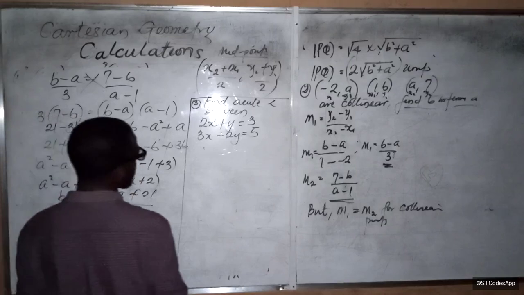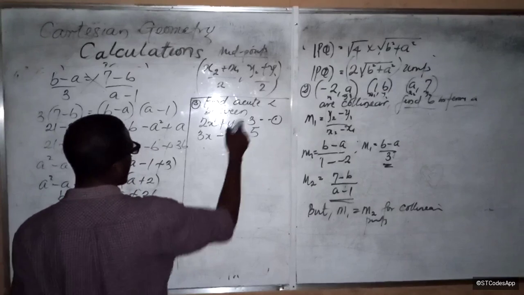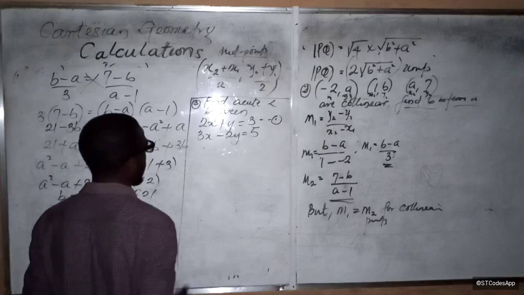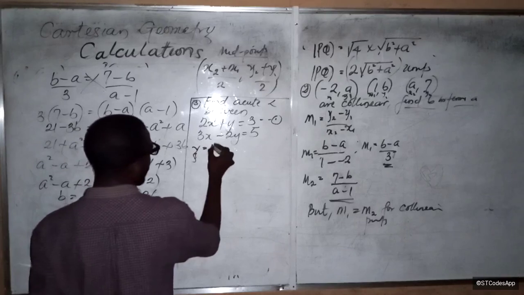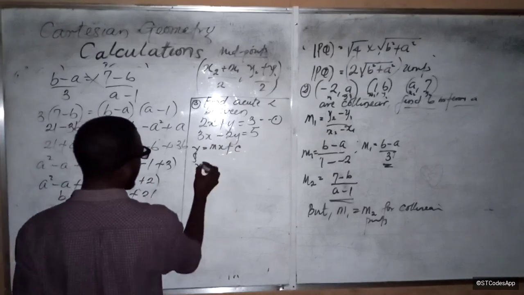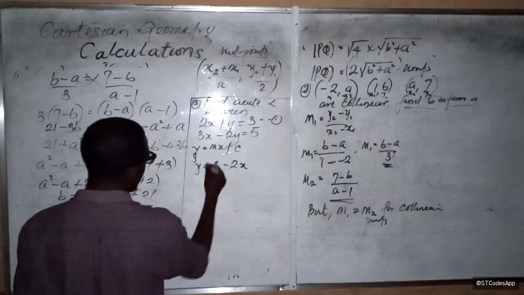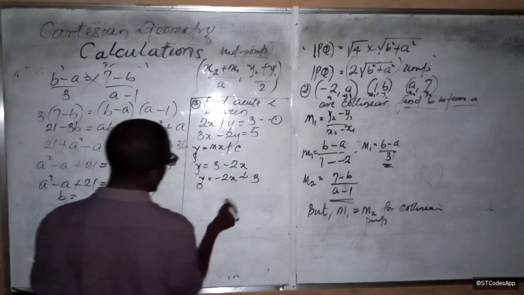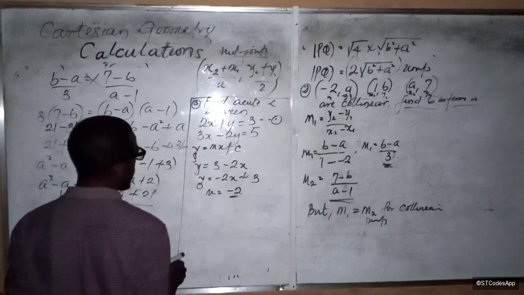First, let's check for their gradients. Let's make this equation 1. This is not a simultaneous equation, is that okay? So for equation 1, let's make y the subject. We want to turn it into the form y equals mx plus c. So making y the subject, we have y equal to 3 minus 2x. So this becomes y equal to minus 2x plus 3. So it means that our m is equal to minus 2 here in equation 1.